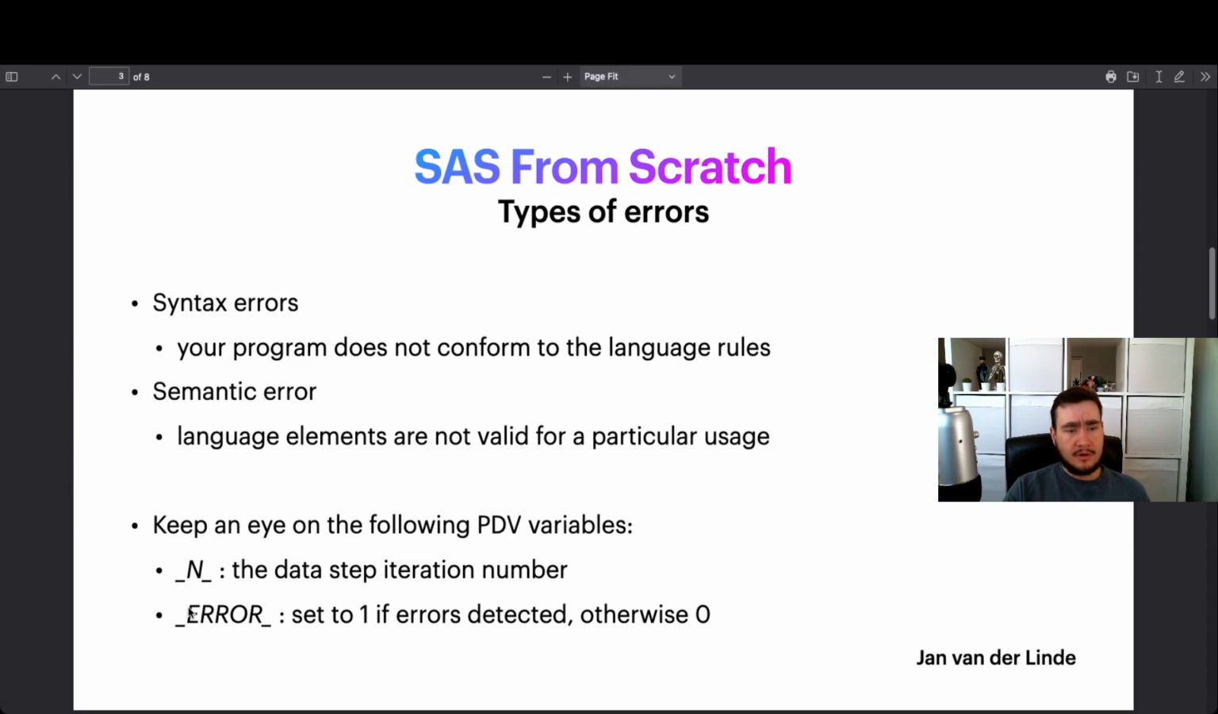There are 2 variables in the PDV that we've not talked about before. These are always there. They are basically invisible to you, but you can see them if, for example, you put them to the log, or you can even link a different variable to them.